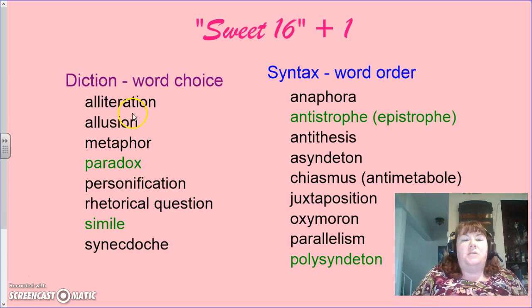So I've broken these up into 2 columns for you. They are in alphabetical order in each column. The ones in green are the ones that are not in your book. So yes, I know it's really weird not to have simile in your book, but it's there. So the first column we have is diction, which is this idea of word choice. So the author chose to put that word to have that extra meaning.